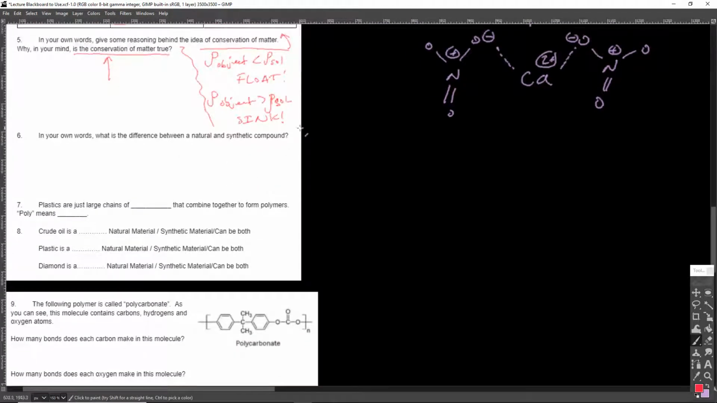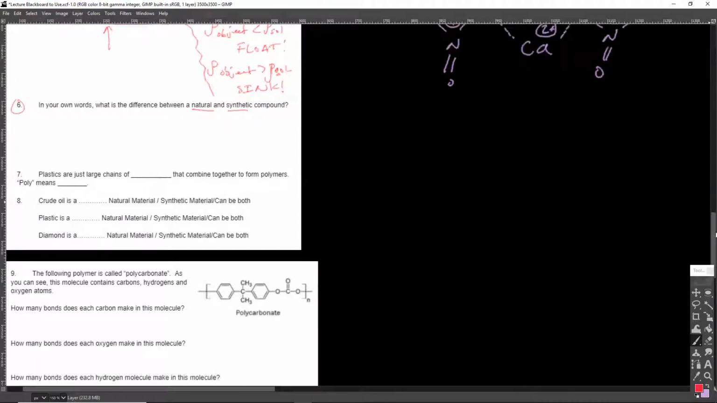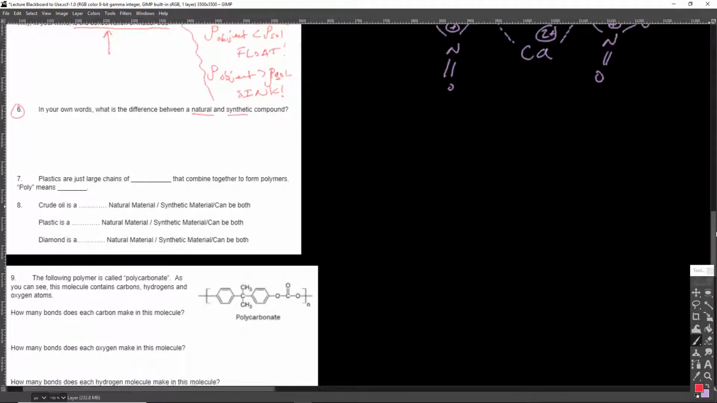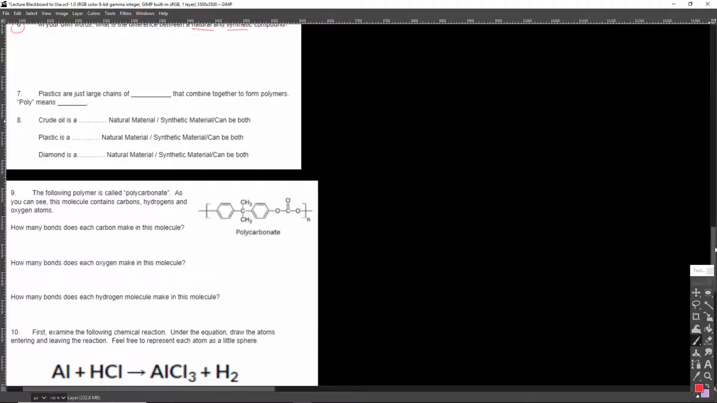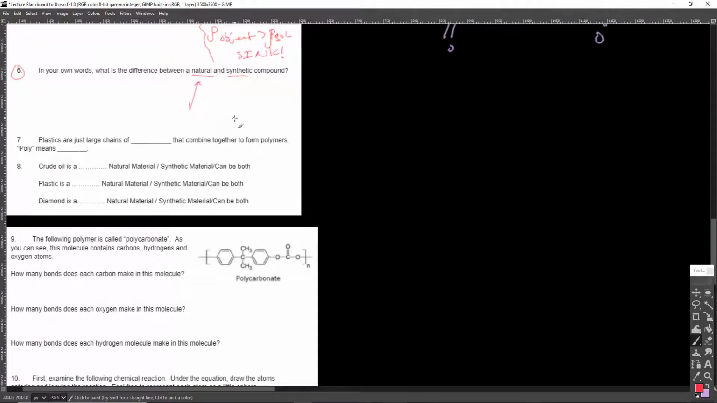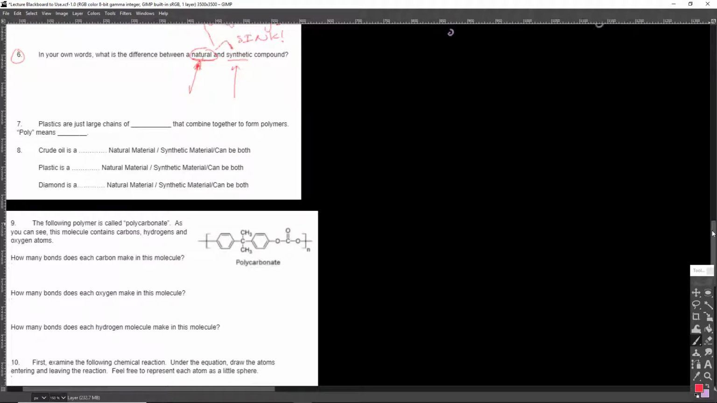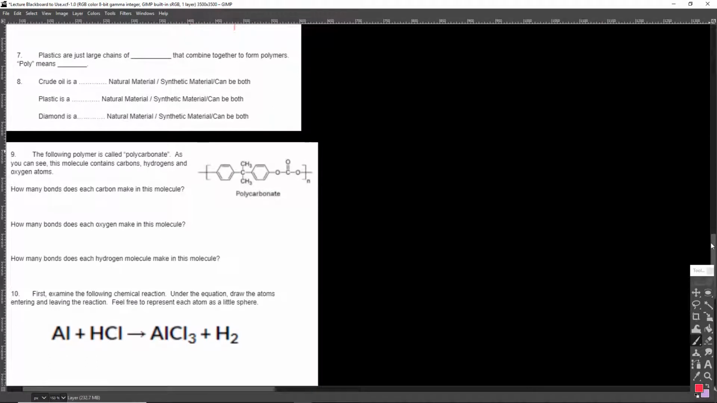In your own words, what is the difference between a natural and a synthetic compound? I'm going to let you guys do that one too. By the way, it all has to do with whether it is altered chemically by man. Natural compounds come straight out of the earth. We don't do anything to them, and then we use them. Synthetic compounds, we do something. We grab a natural compound and then we change it chemically. So, go back in your notes. You can answer that one for yourself.